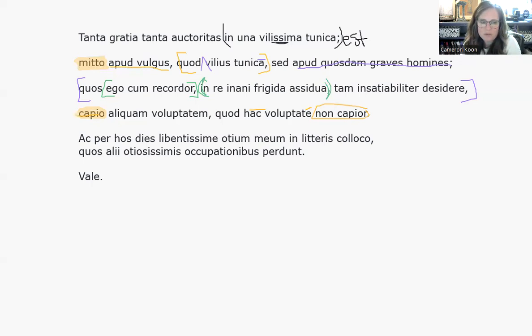And I'm going to switch colors for you, maybe. Got it. And through these days, very freely, my leisure in letters, I gather. That's your verb there. And through these days, I gather my leisure most freely in books. Which, now this which is referring to the days. It's masculine, that's how I know. Which others waste, ruin, destroy in odiosissimis occupationibus, in most odious occupations, things that keep them busy. Goodbye, that's your imperative goodbye down at the end.